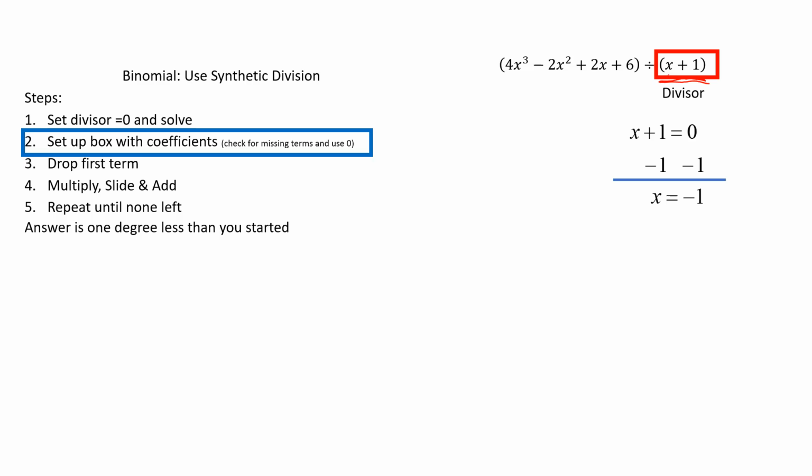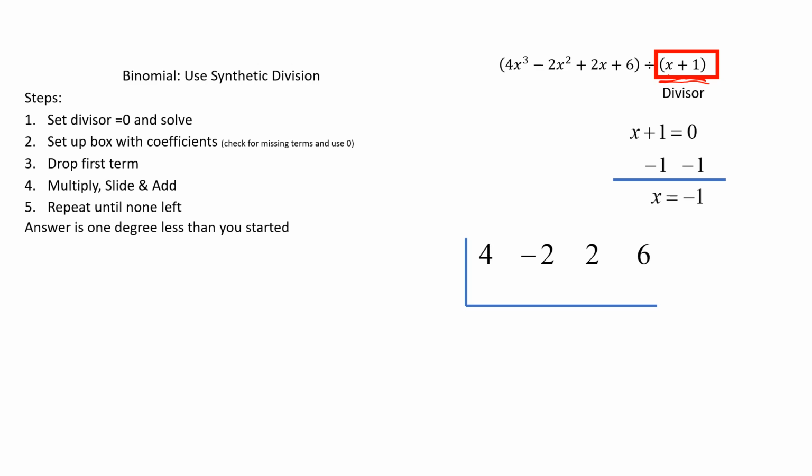And if I didn't, then I'm going to have to put a 0 in for that term, and you'll see that a little bit later. So what you're going to do is write down each one of those coefficients, making sure you take the sign with it. I'm going to make this kind of upside down L, and write down all the coefficients: 4, -2, 2, and 6. I am then going to put that -1 that we found x to equal out on the left side.